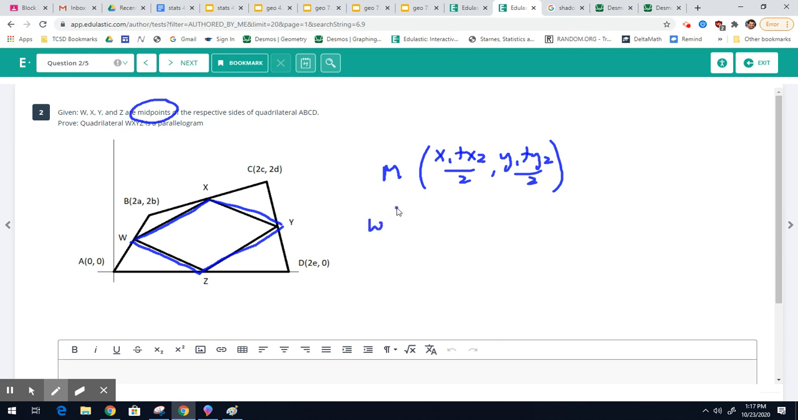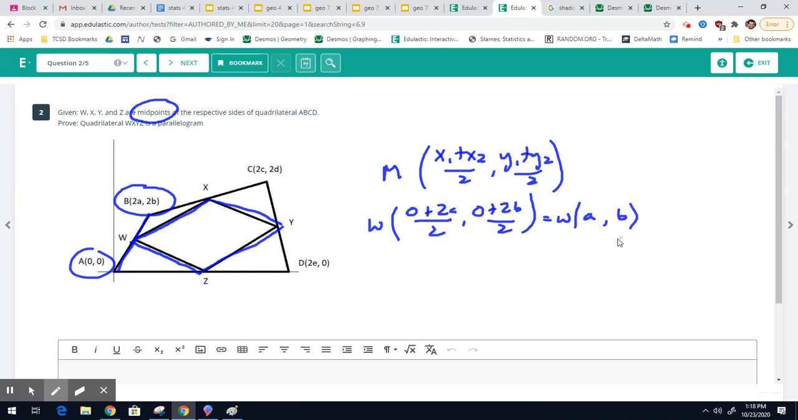So to find W, I'm going to do 0 plus 2a. So again, W is along AB, so I'm using A and B, divided by 2, and then 0 plus 2b divided by 2. So then that's going to be 2a over 2, and 2a divided by 2 is just a, and 2b divided by 2 is just b. So there's the coordinates of W.